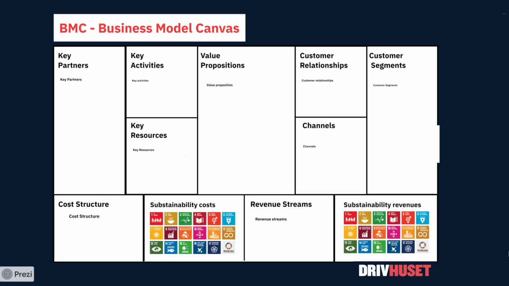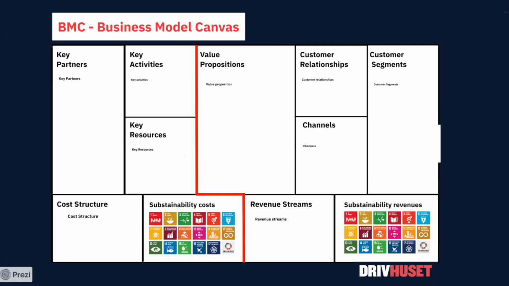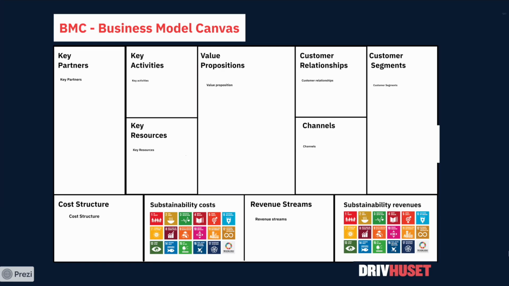In this version, we also added 2 blocks for sustainability, one for benefits and one for costs. The model was created by Alexander Osterwalder, who compares it to a theater. The right side of the canvas is the front stage, the part of the business that the customer sees and experiences. The left side includes the internal processes and resources that enable you to deliver your product or service. So this would be backstage. Let's go through each building block together, starting off with front stage.